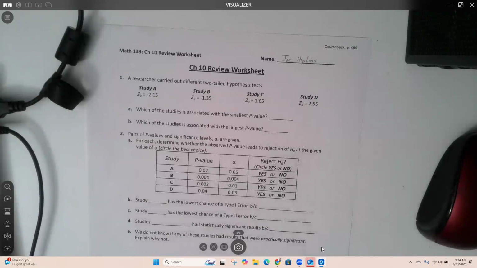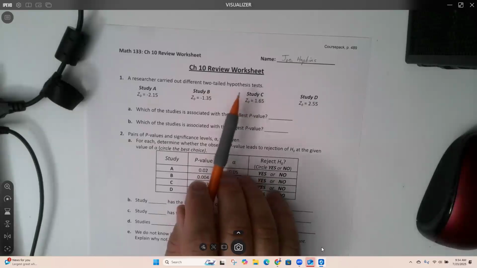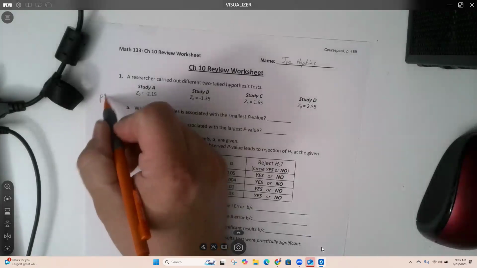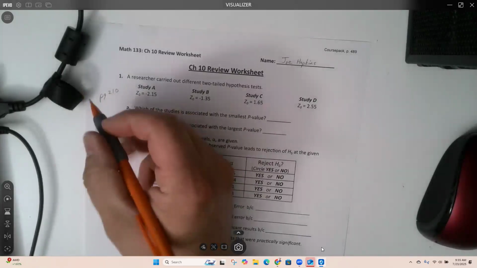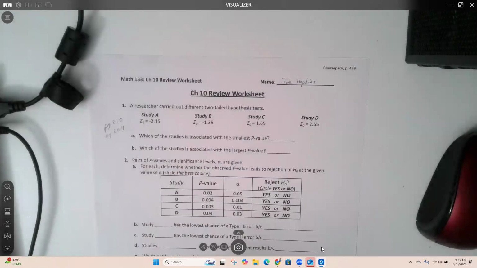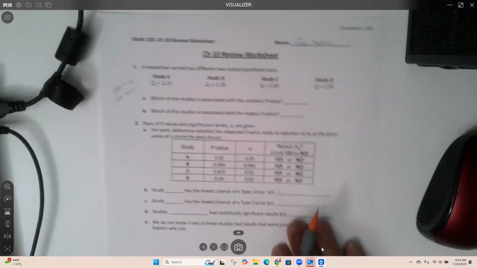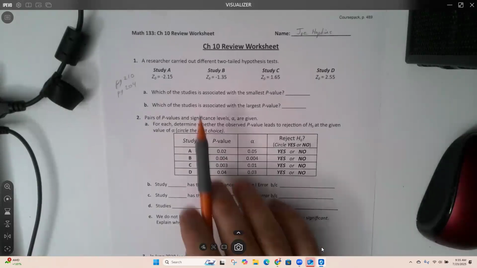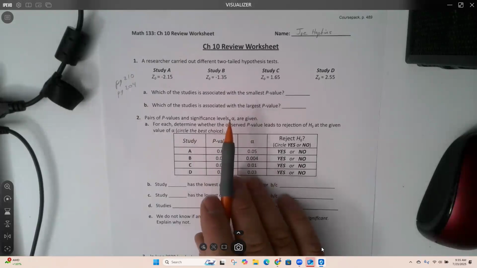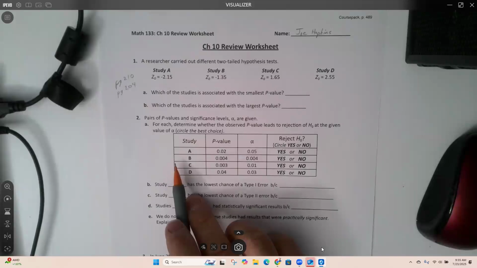Okay, Chapter 10 review. So a researcher carried out a two-tailed hypothesis test. All of this stuff here you'll find on page 210 and page 204. Figuring out p-values based on z-values. We've done that kind of thing before back in chapter 7 where we had z-values and we were connecting them to probabilities on your normal curve.